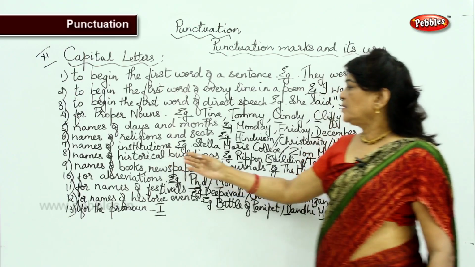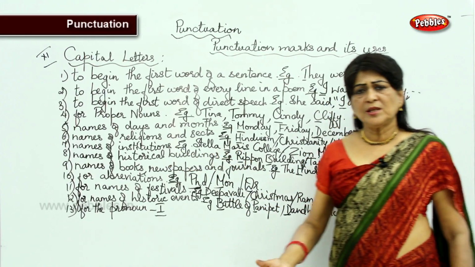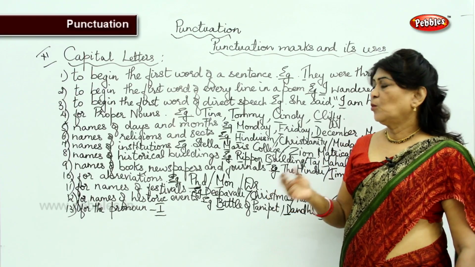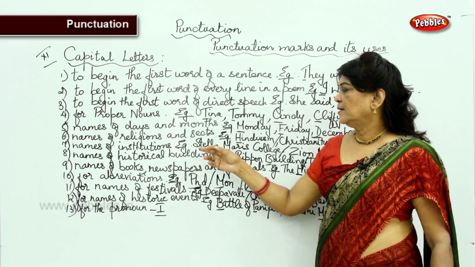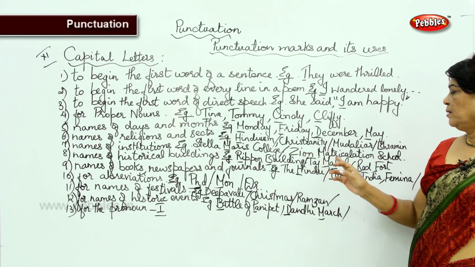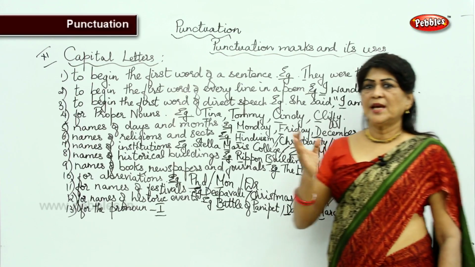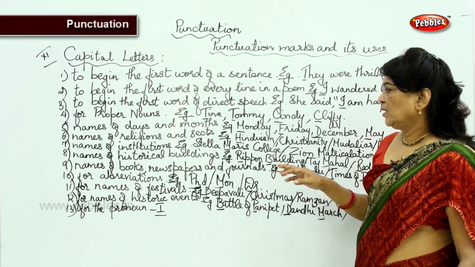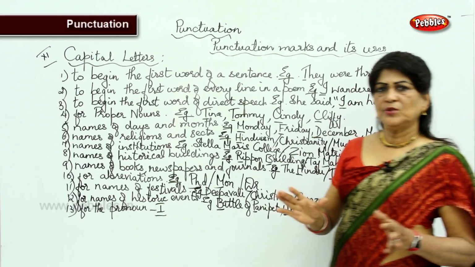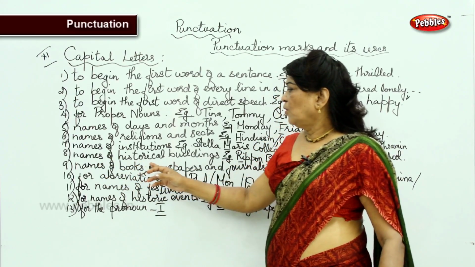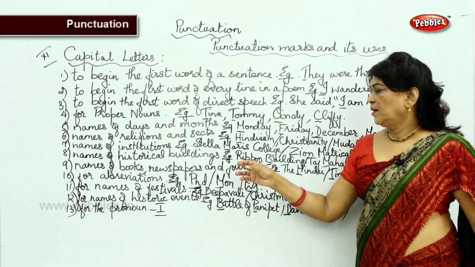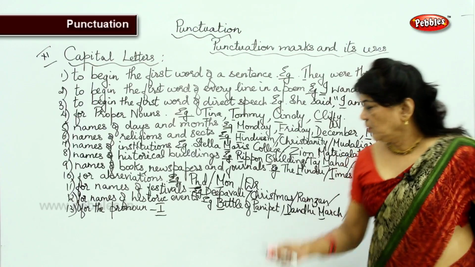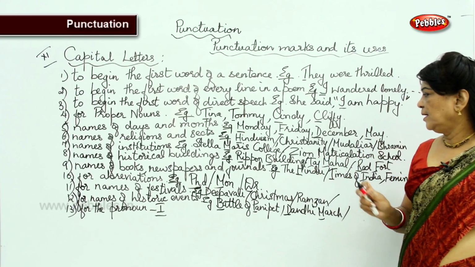Next one, names of institutions. It can be an educational institution, it can be a corporate office, wherever, we have to use a capital letter. Stella Maris College, Zion Matriculation School, the Tidal Park. Everything capital T. We don't use a small t there. So any institution we have to use capital letters. Names of historical buildings: Ripon Building, Taj Mahal. Everything we use a capital letter.